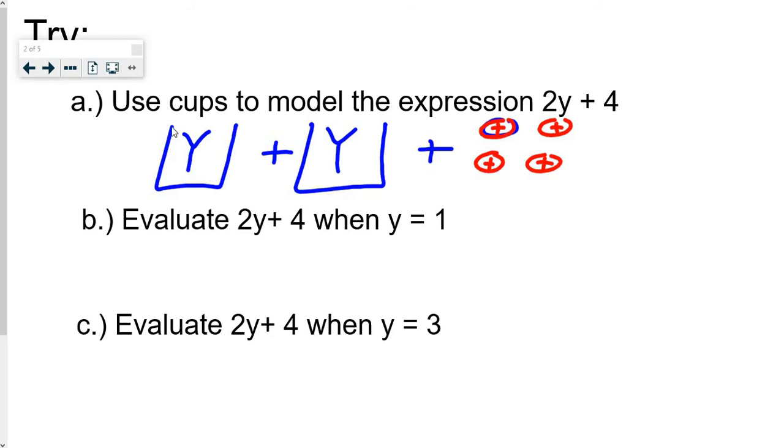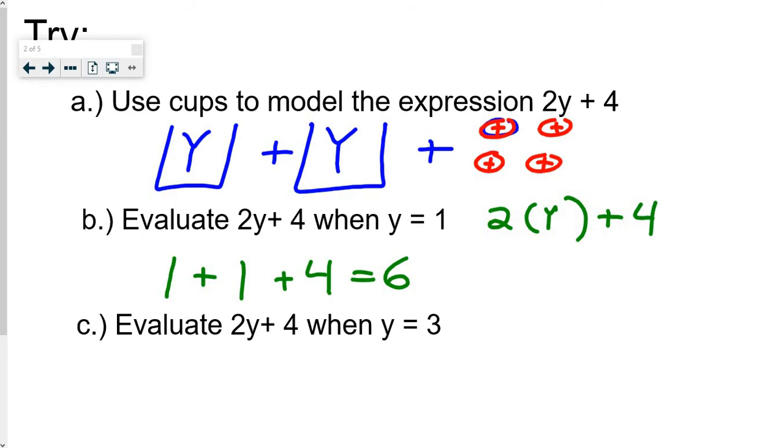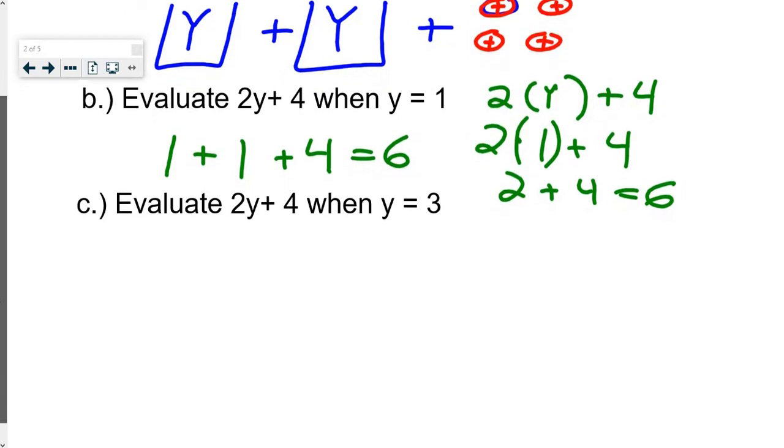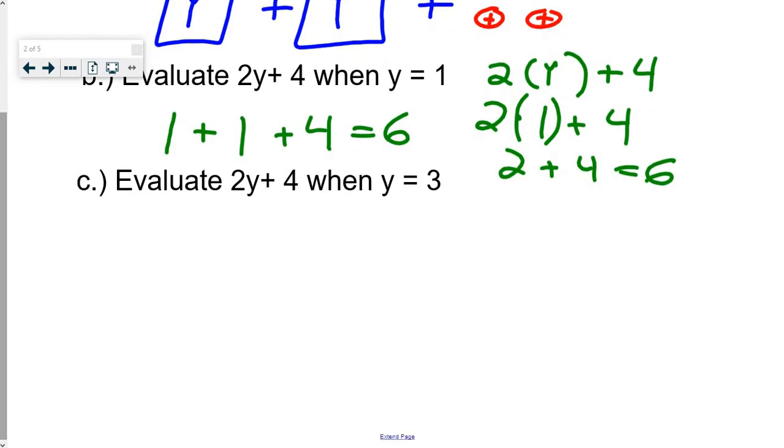So evaluate 2y plus 4 when y equals 1. To sub this in, we have 1 in each cup, 1 plus 1 plus 4 equals 6. And to put this in the formula again, that's 2y plus 4, and we'll substitute the y. 2 times 1 plus 4, 2 plus 4 equals 6. So there's 2 ways to do it. I'm trying to show you how to use it with the cups as well as with the formula substitution.